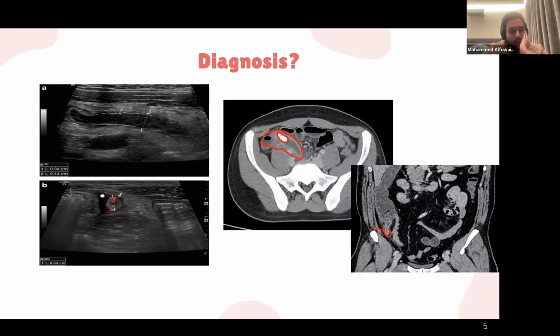Now, for appendicitis, what is the management? Basic management of appendicitis. What is the best management for appendicitis?